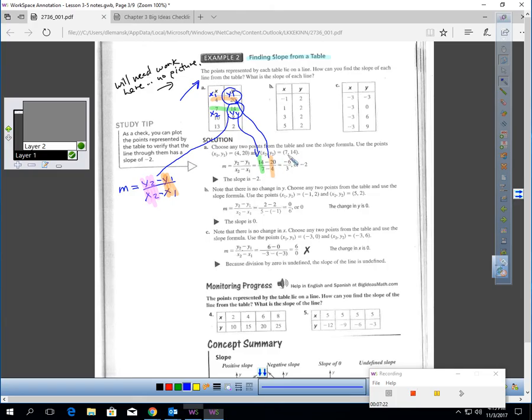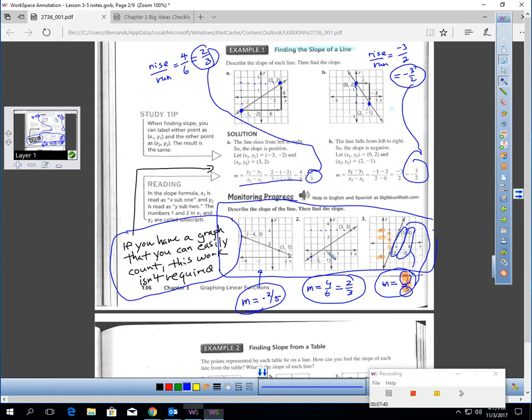14 minus 20 is -6. And then for the x values, x sub 2 was 7, and x sub 1 was 4. 7 minus 4 is 3, and -6 over 3 is -2. The formula works. Okay? Let me go back to this sample problem. I just want to do the sample problem using the formula just so you see you get the same answer.